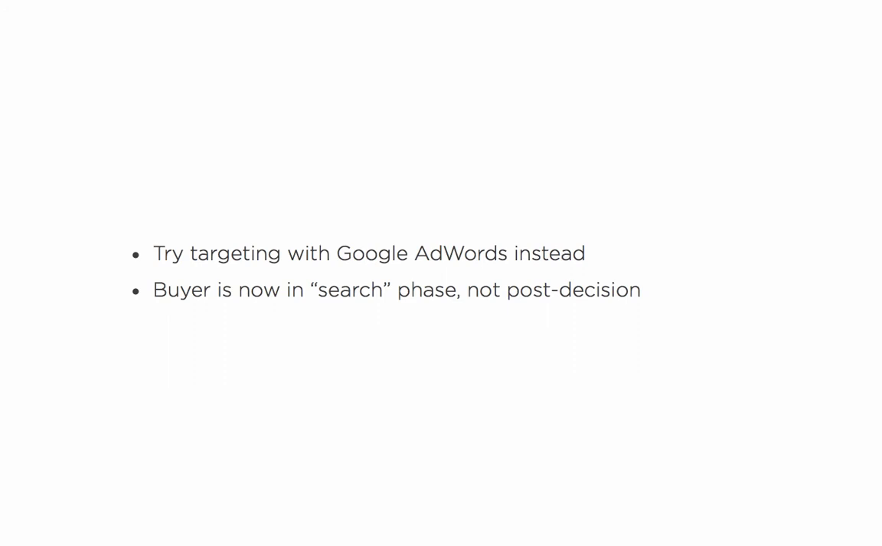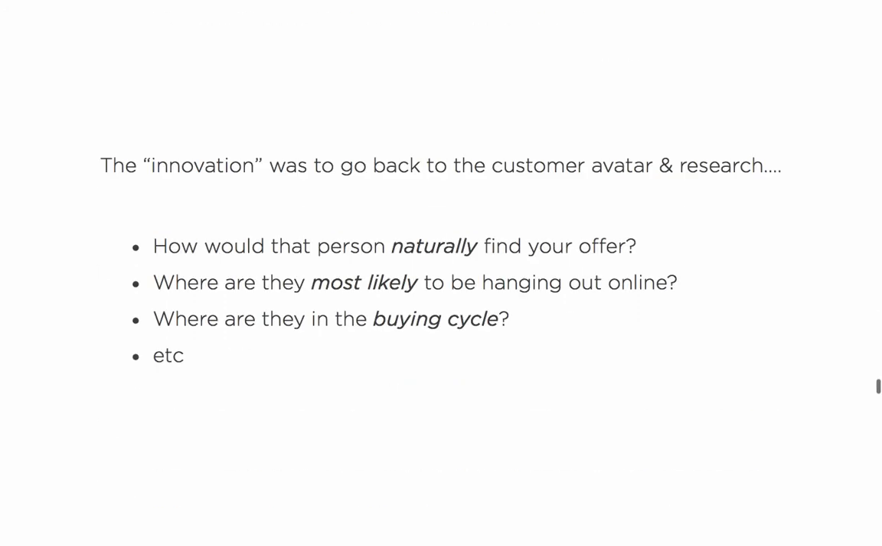I hope you're following along. I hope that makes sense. But what you're trying to do is work out how someone's naturally going to find your offer. So the innovation with that shift in thinking was really just to go back to the basics of who am I trying to target and why, and the research that I'd put into that market. And you're looking at things like, how would the person that you're trying to target naturally find your offer? Where are they going to come across your advertising in the most natural way?